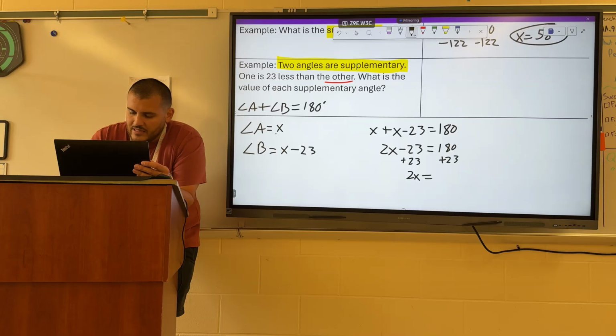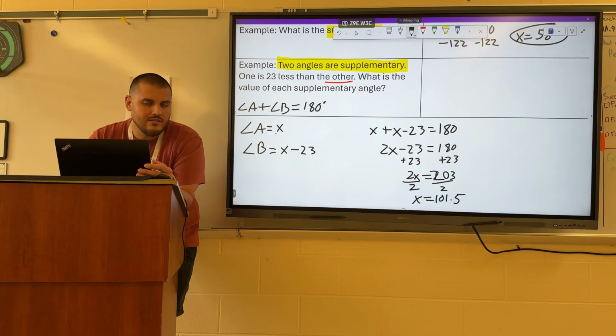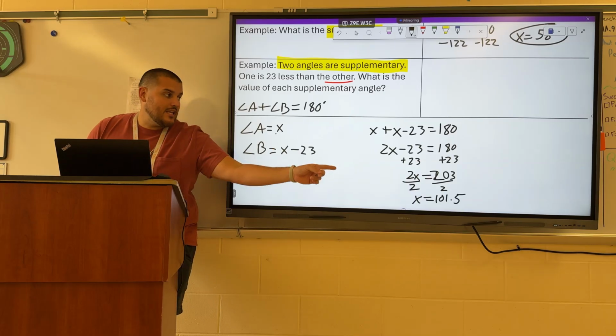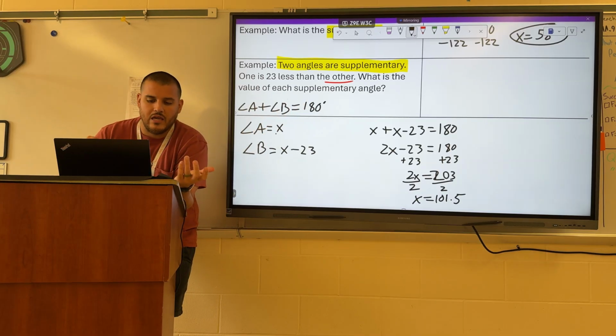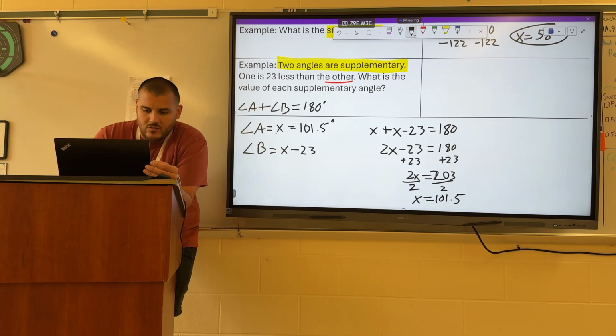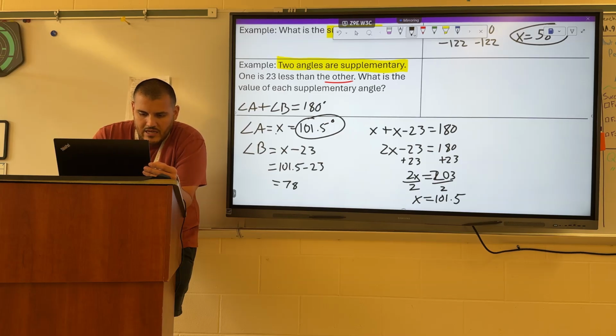That'll give me 2x equals 203, and I can divide both sides by 2 to get x equals 101.5. And again, I can now take my x and plug it in to find the value of each supplementary angle here. So angle A was just x, so that's just 101.5 degrees. Angle B was x minus 23. So I can plug in my 101.5, subtract 23, and that would give me 78.5 degrees for angle B.